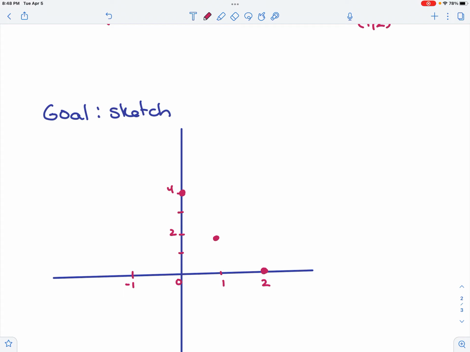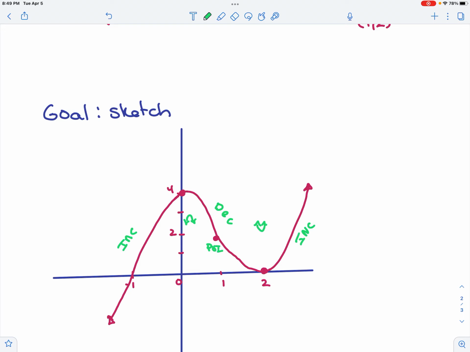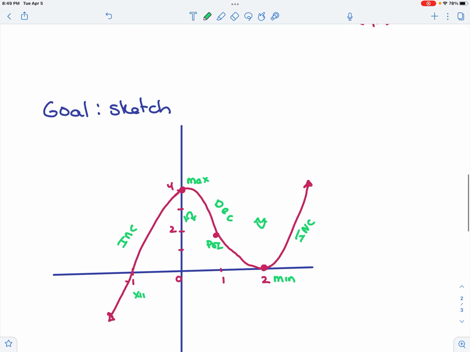So I'm going to just try sketching this here. Maximum, point of inflection changes here. Okay, so I can label this to show you. So we're increasing, decreasing, increasing, we're concave down, up, point of inflection, max, min, x-intercept, x-intercept, and actually this is also a y-intercept.